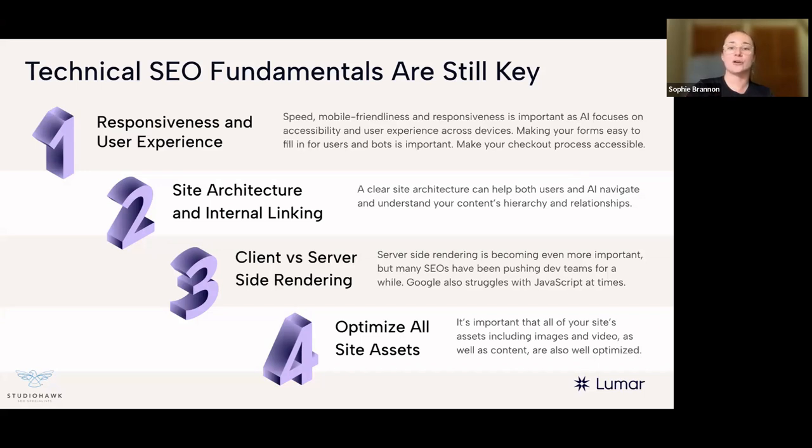Site architecture and internal linking, a really clear site architecture is going to help your users navigate your site. It's going to help Googlebot navigate your site, and it's going to help AI navigate your site. It's going to help them understand your content's hierarchy and the relationships between pages. So make sure you've got well-optimized anchor text for your internal linking within pages, and that your users can navigate where they need to go. All of this is tech SEO basics that we've been doing for years, but it's about what we prioritize now. And site architecture, IA, things like that, definitely needs to be up there.